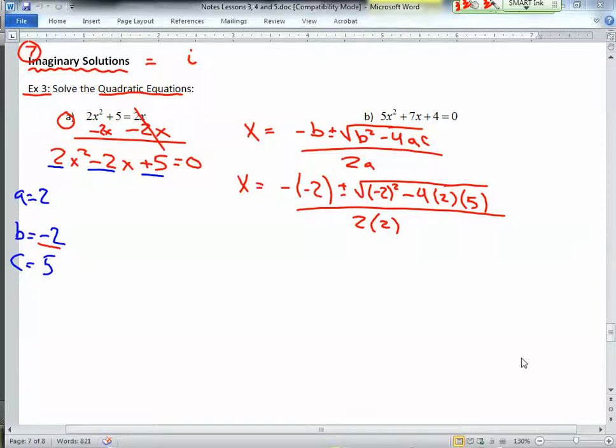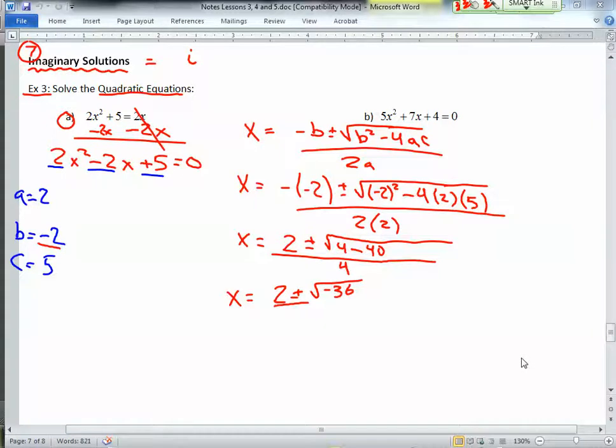All right, so now I'm going to come down and simplify. X equals a negative 2 is a positive 2 plus or minus the square root of negative 2 squared is a positive 4. And then I end up with a minus 4 times 2 is 8 times 5 is 40, so minus 40. And all of that is being divided by 4. So I got x equals 2 plus or minus the square root of negative 36 over 4.